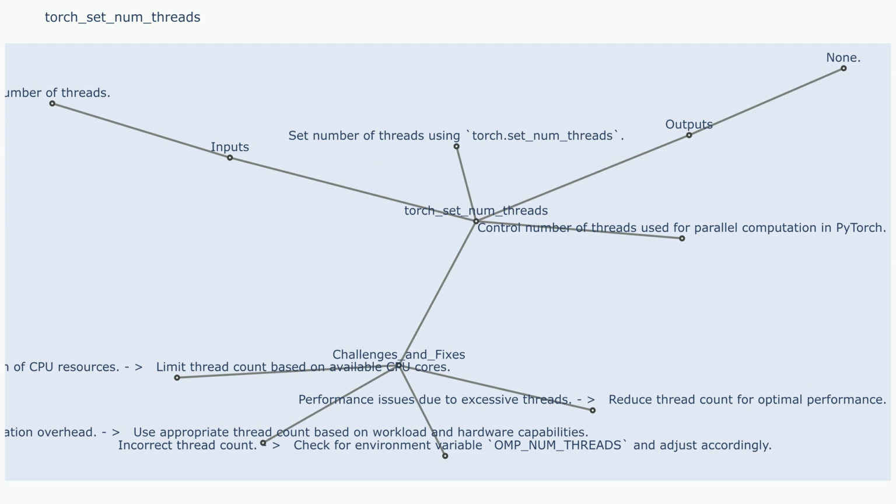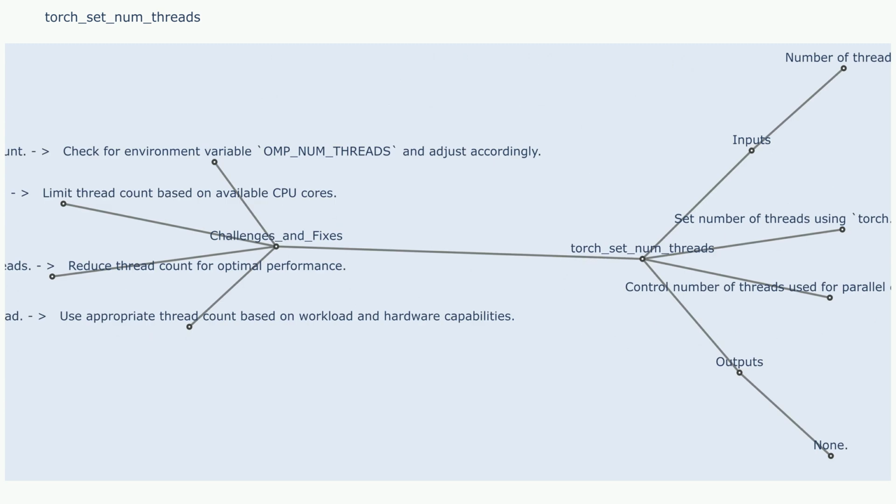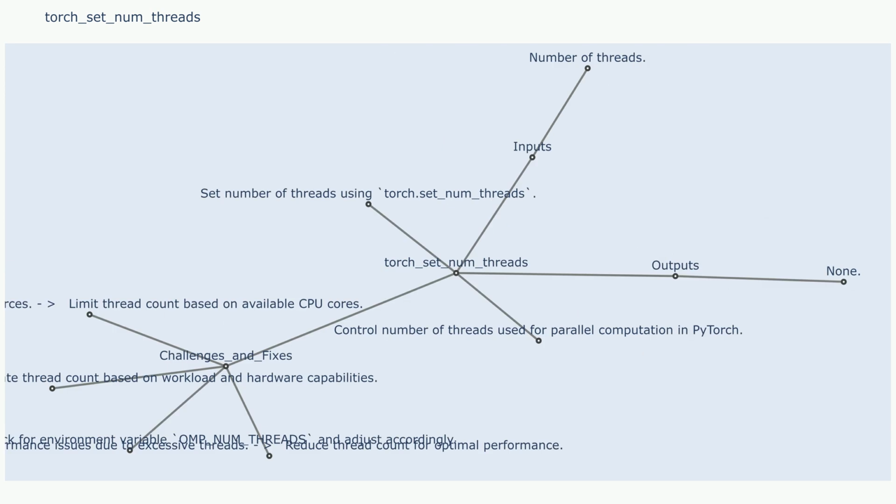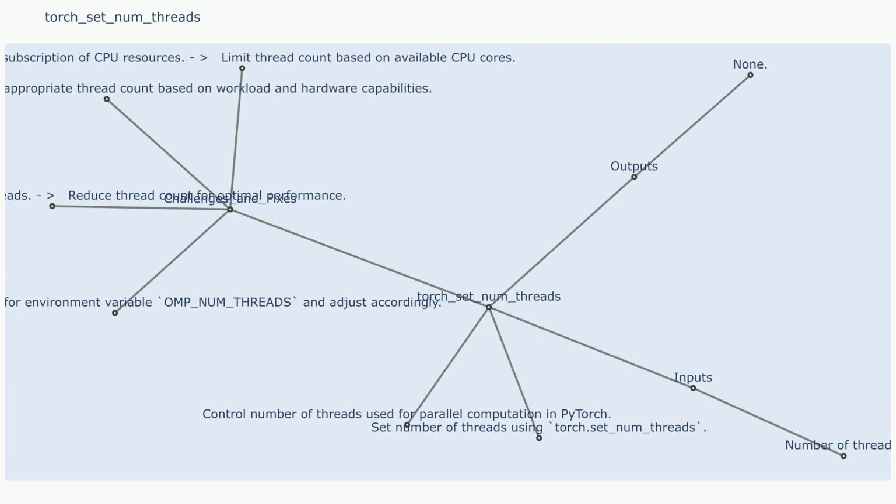Challenge 2: the number of threads set might not always be the exact number used by PyTorch, especially when dealing with multi-threaded operations that involve other libraries like NumPy or CUDA. Sample use case: setting torch.set_num_threads(4) might not result in exactly 4 threads being utilized by PyTorch if the underlying libraries have their own thread management.